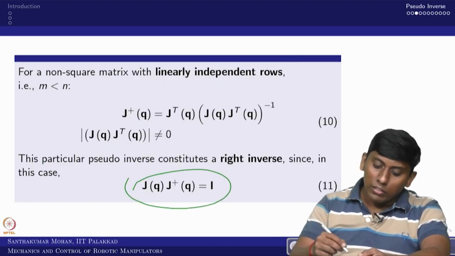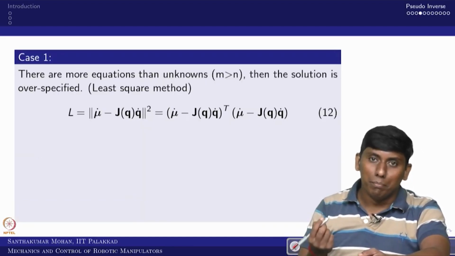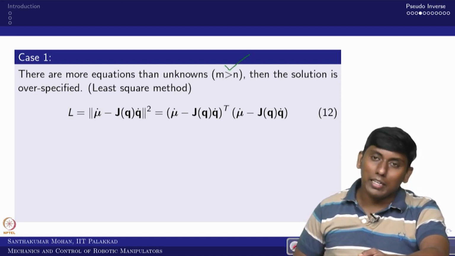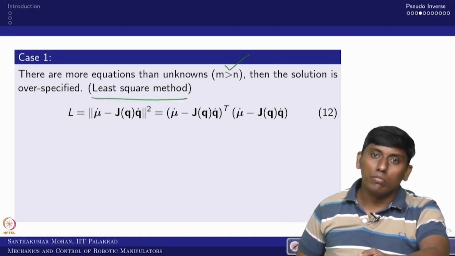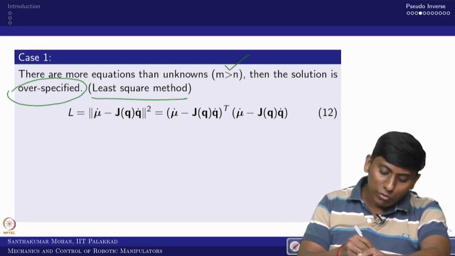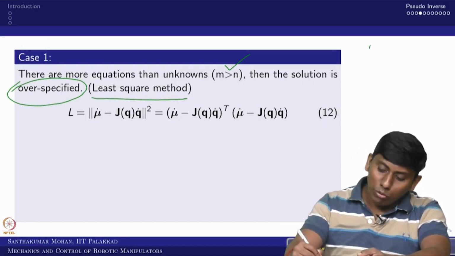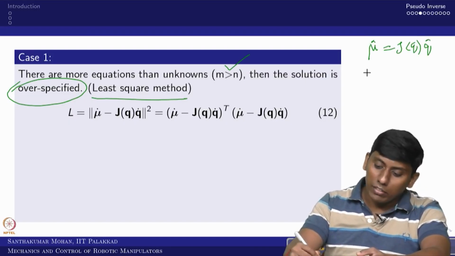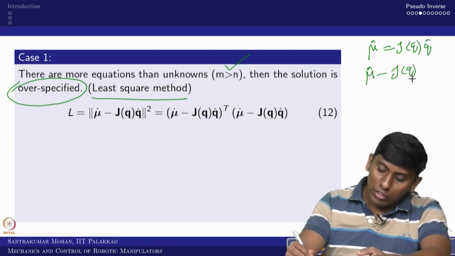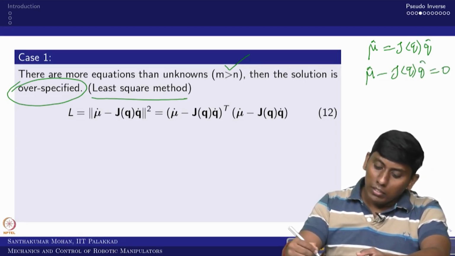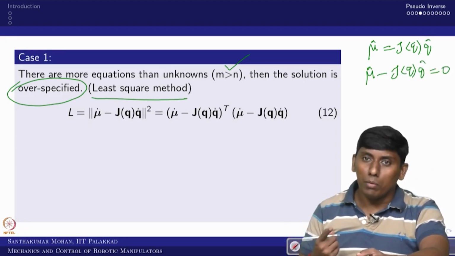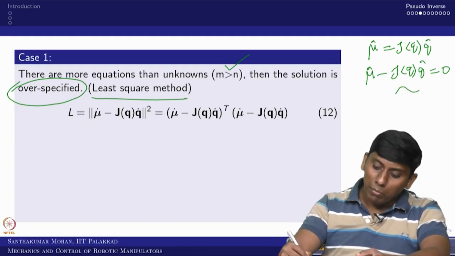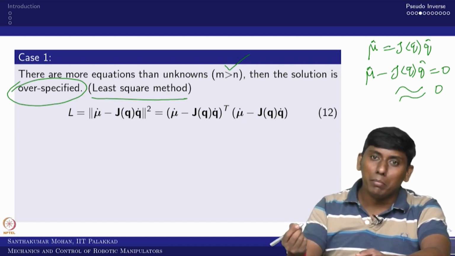Now, how has this come about? For that we take case 1, where M is greater than N. This can be solved with the least squares method. In this case the situation is over specified. We have mu dot equal to J of Q into Q dot, and I am assuming the residual as 0, so mu dot minus J of Q Q dot is 0. This is what I wanted, but it is not possible. What I am trying to see is that this 0 is not obtainable, but close to 0, or the minimum I can get.